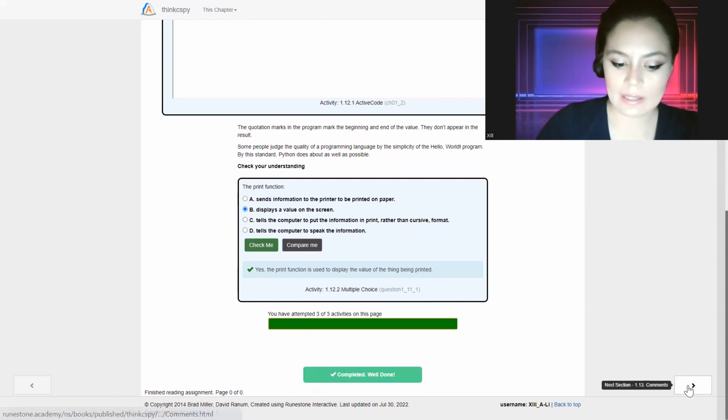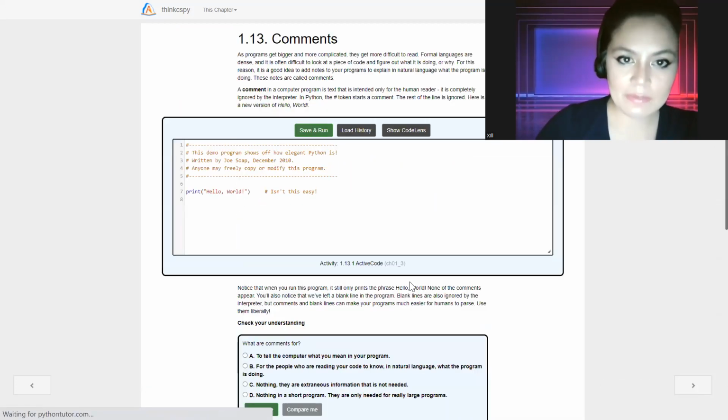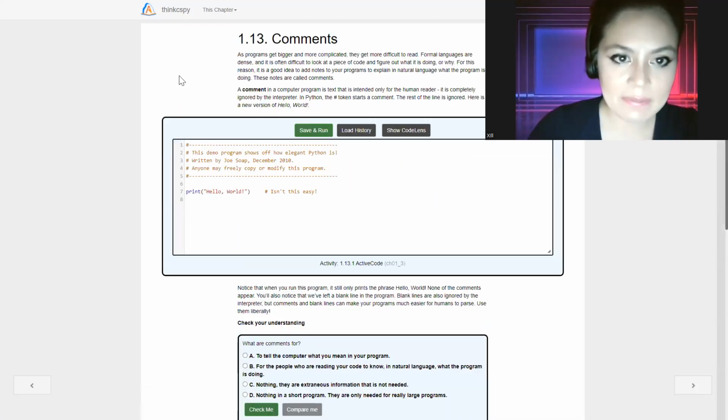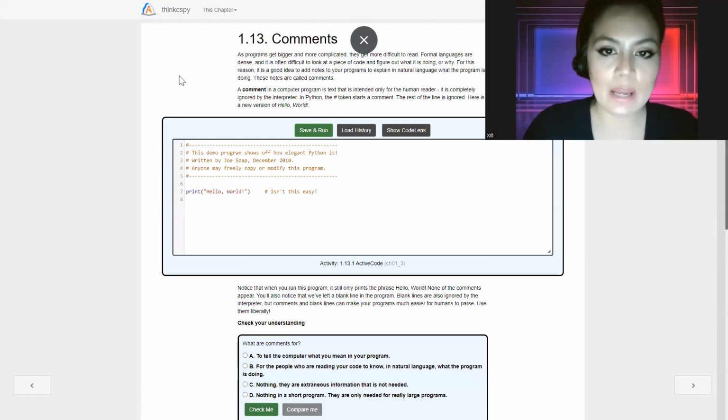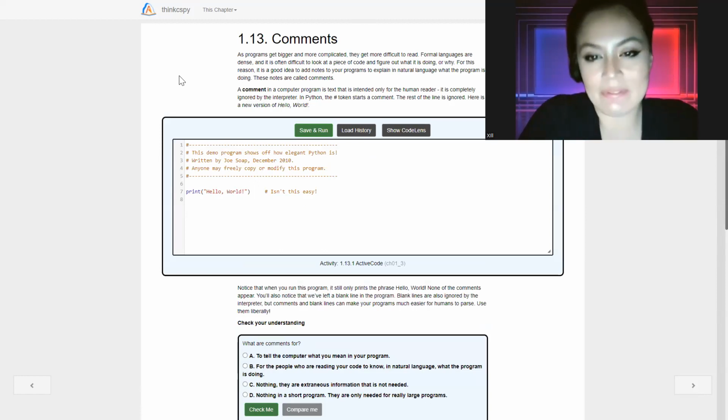All right. Next section. Comments. As programs get bigger and more complicated, they get more difficult to read. Formal languages are dense, and it is often difficult to look at a piece of code and figure out what it is doing or why.